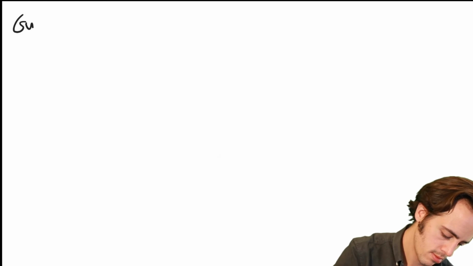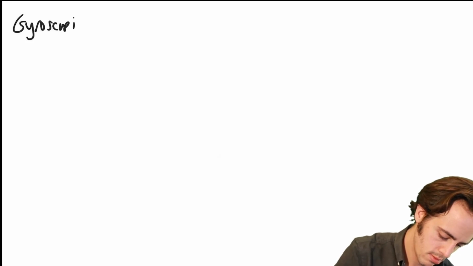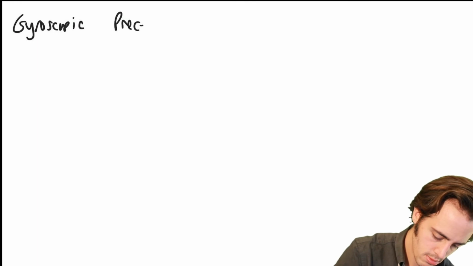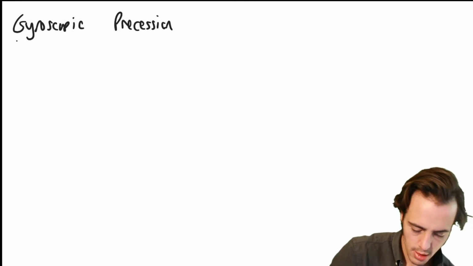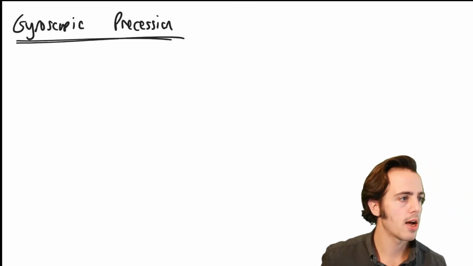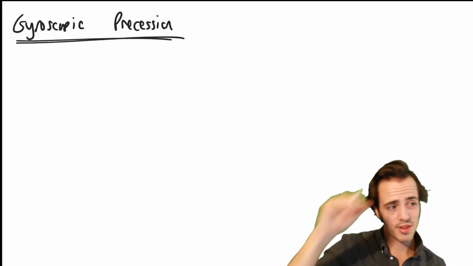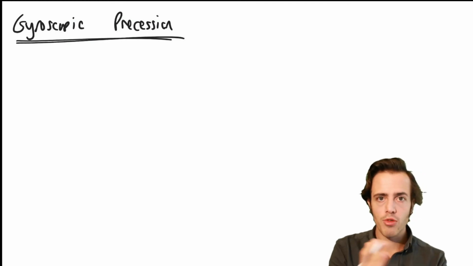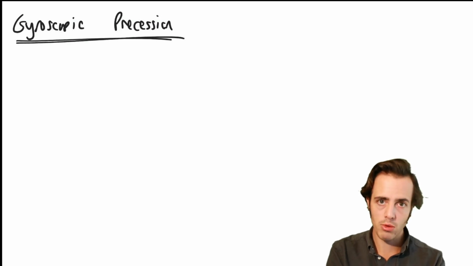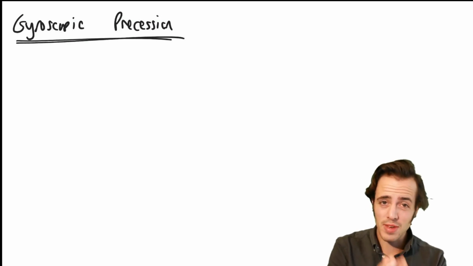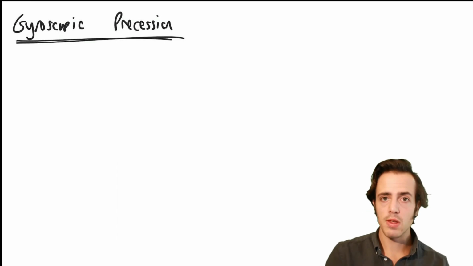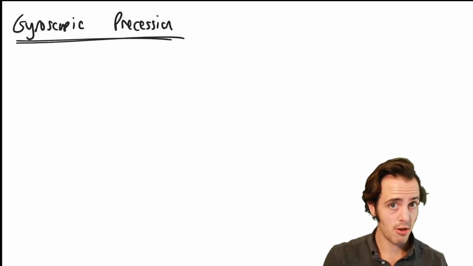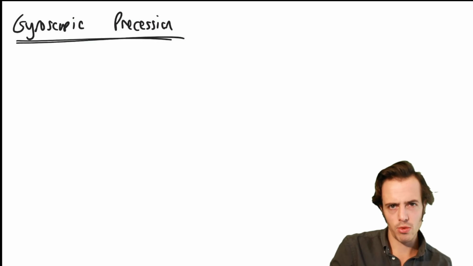Let's have a look at gyroscopic precession. Gyroscopic precession is a phenomenon that's not taught very well, I don't think, a lot of the time. Gyroscopic precession is the tendency for something spinning, when you apply a motion or a torque about one axis, to move in another axis. If you've ever used an angle grinder, you'll be aware of this, because if you try and move it, it will sort of want to move in a weird direction.